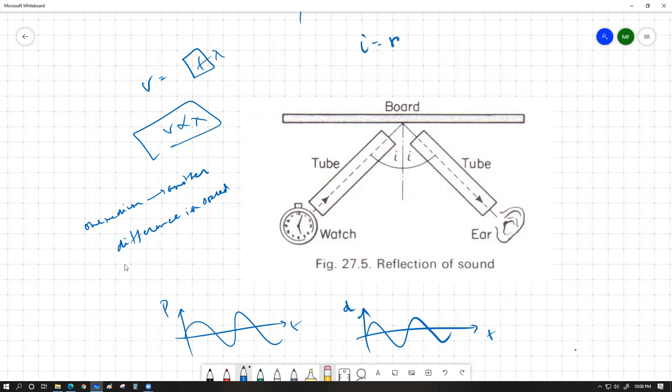So an oscilloscope actually can give us a graphical representation of an electrical input. So we have the whole construction and how an oscilloscope works within our syllabus. We're going to see about that within the electronics part of the syllabus.